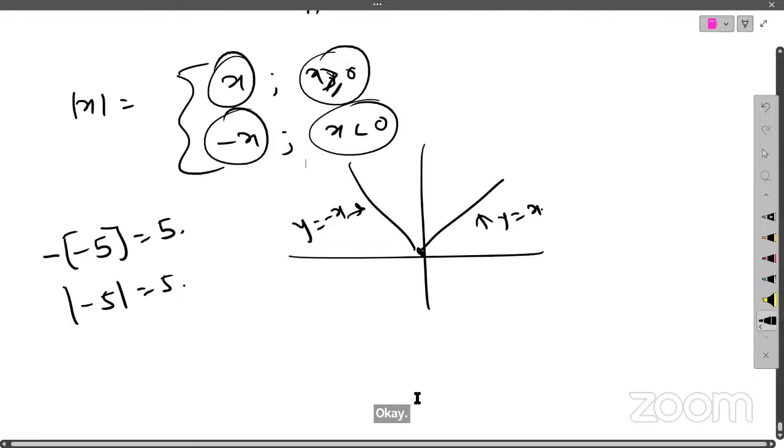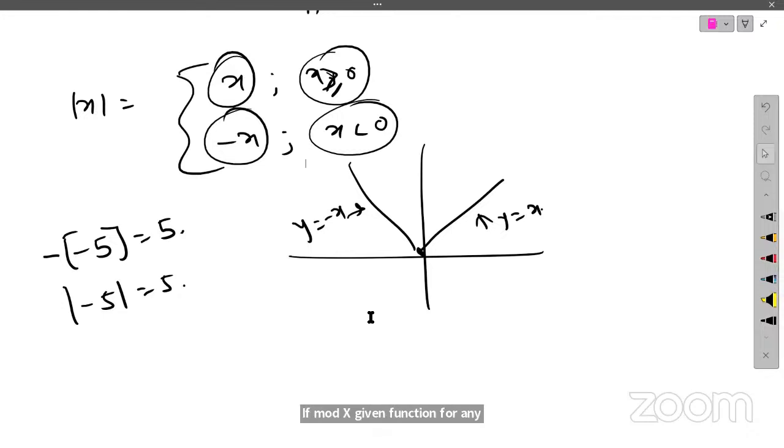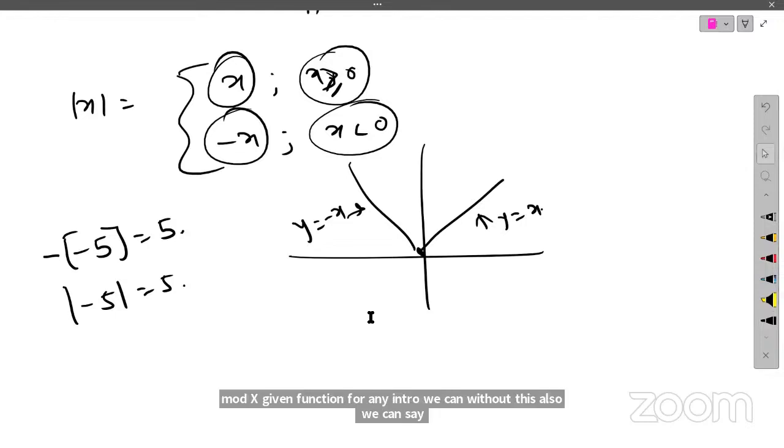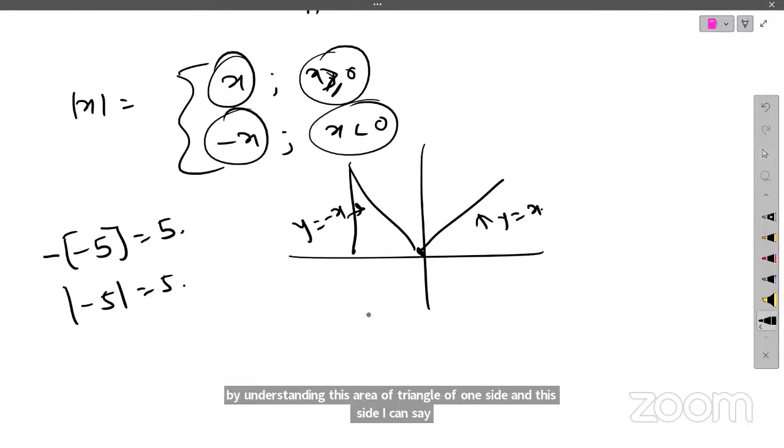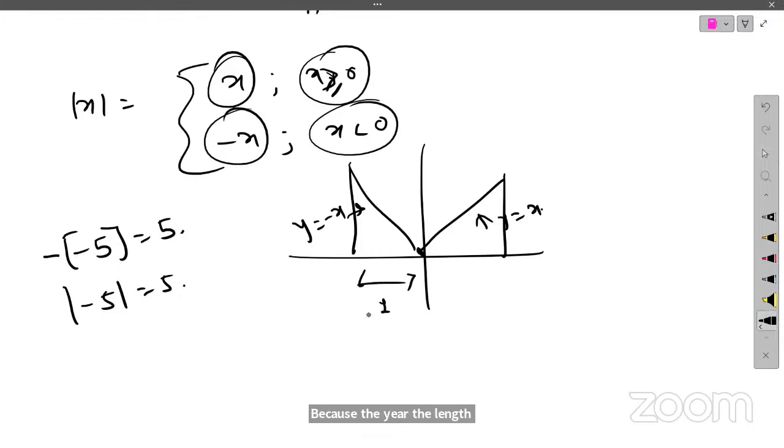Here is the catch: if mod x is given for any interval, without doing integration you can simply understand this as the area of a triangle with one side and this side. Obviously, because the length will be 1, half of 1. From minus 1 to 1 we have, so this length will become 1, so the area will become half.